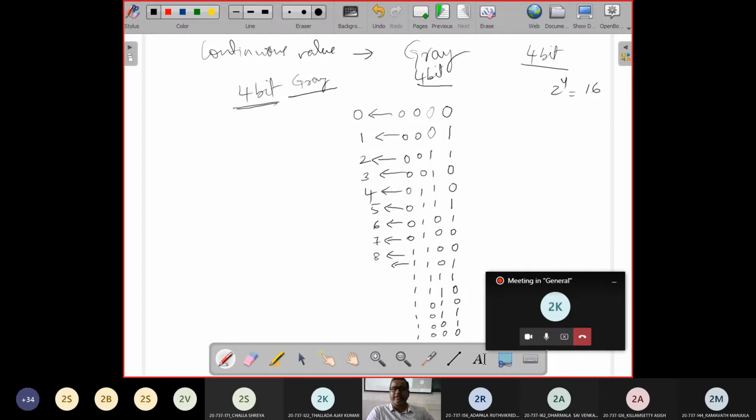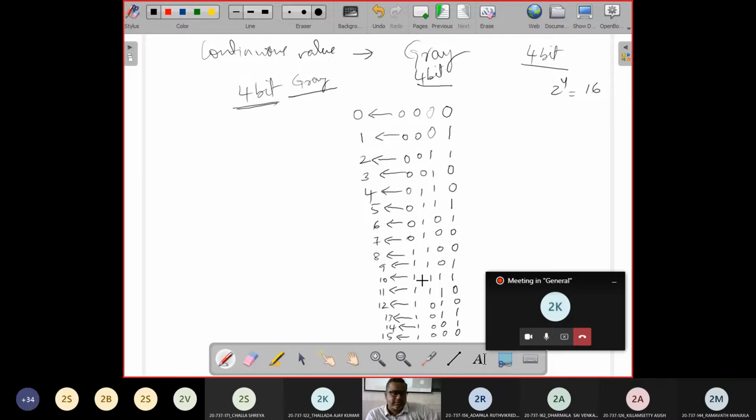Gray code for 9. Gray code for 10. This is the gray code for 11. This is the gray code for 12. This is the gray code for 13. This is the gray code for 14. And finally, this is the gray code for number 15. So in this way, I can represent the first 16 numbers starting from 0 in gray code. This is the gray code.